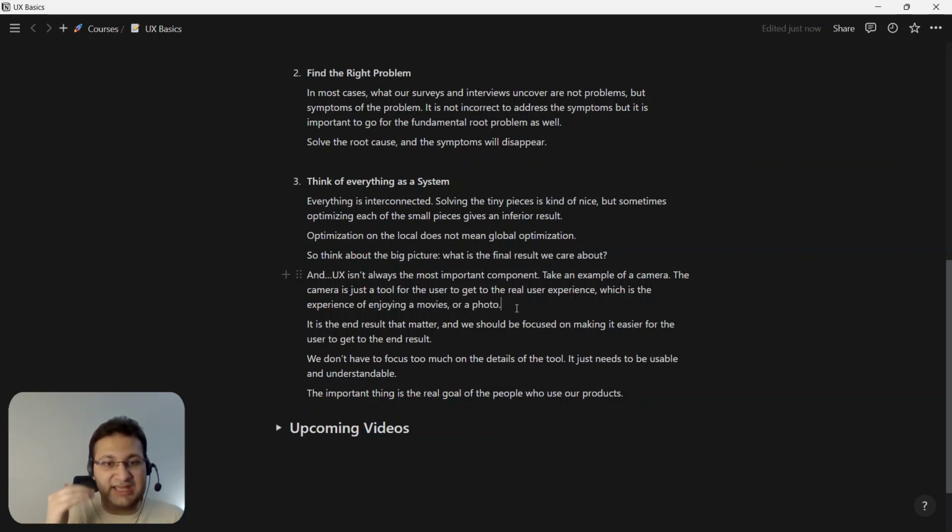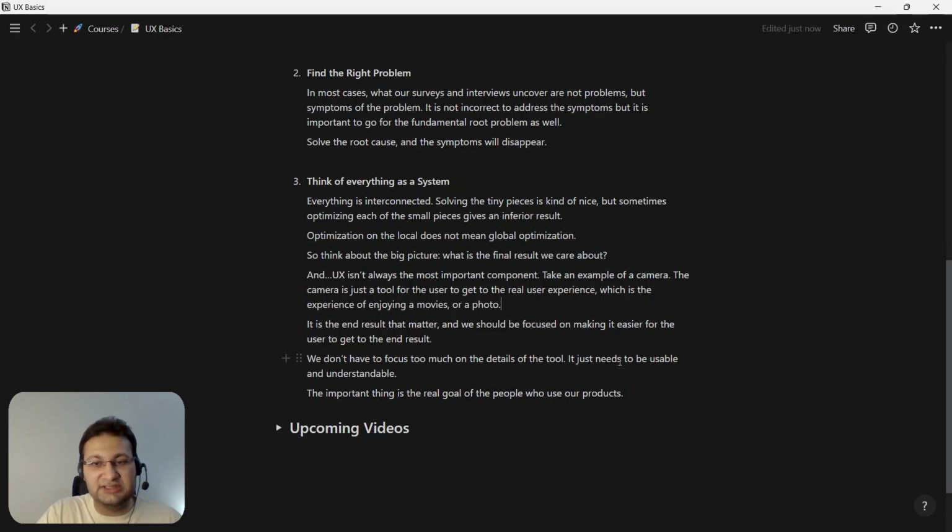It is the end result that matters, and we should be focusing on making it easier for the user to get to the end result. That should be the focus. The end result is the only thing that the user cares about. We should also care about perfecting that, and every decision we make should make it easier for the user to reach that end result or end state. We don't have to focus too much on the details of the tool, like what the color of the tool would be. Sure, they are good preferences, but they are not as important to the user as the final experience of taking an image.